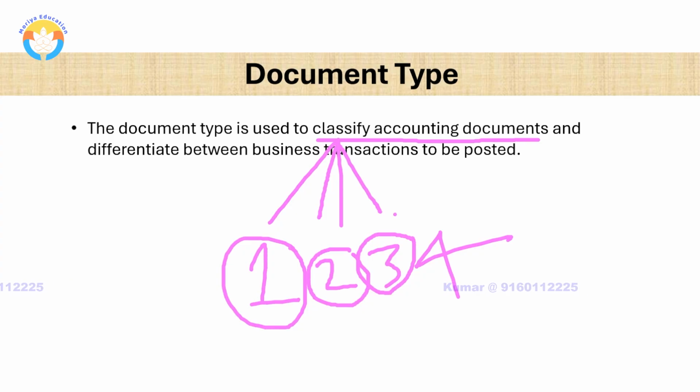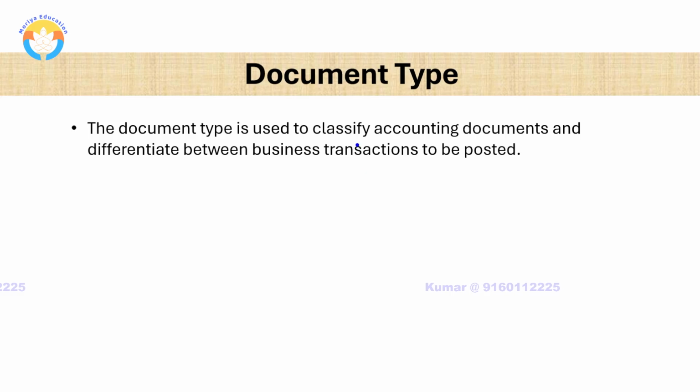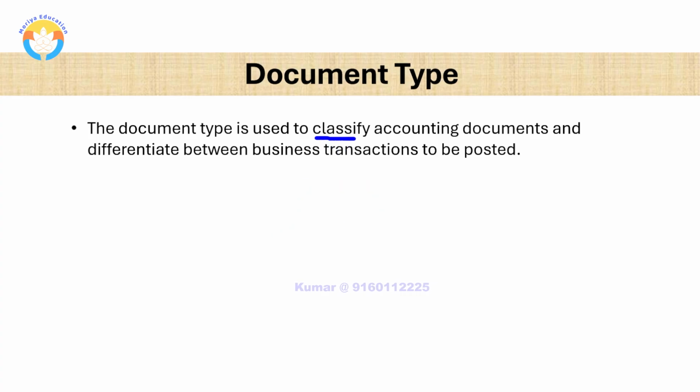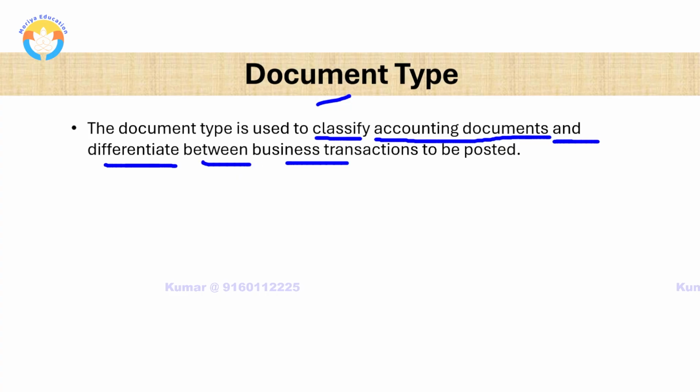So for these accounting documents, how can we identify what is purchase, what is sale, what is sales returns, what is payment? How are we able to identify all these things? Based on document types. So classification is done based on these document types. That is called classification. What are we classifying? We are classifying accounting documents. And we are differentiating, which means we are making a difference, so we are able to identify what type of transaction it is by using the document type. We are differentiating between business transactions.